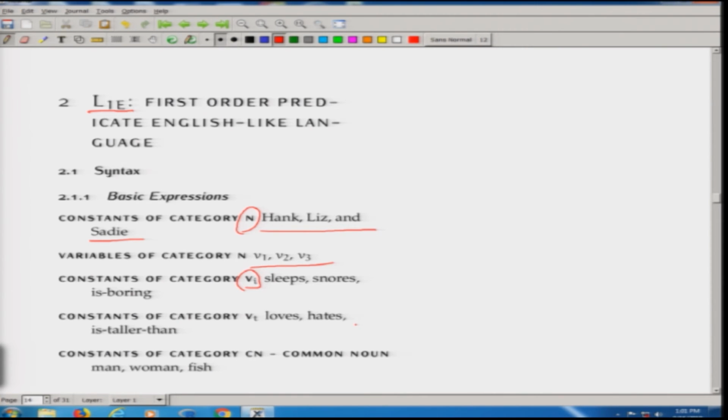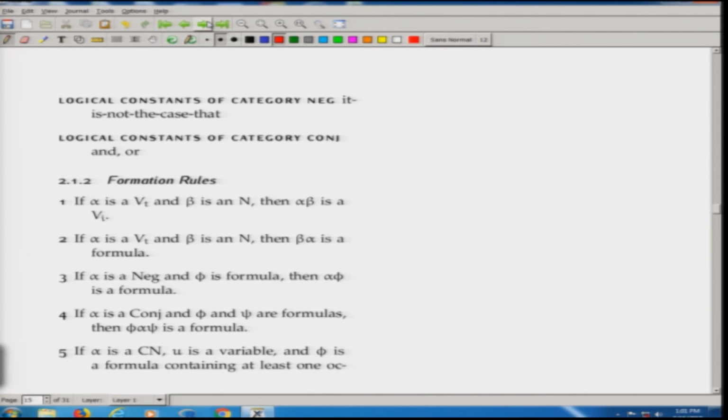And then we have another additional category. What is it? The common nouns. So we have man, woman, and fish, just that, nothing else. So the syntactic rules. And of course we have the logical constants as usual, and we could also add if then, if we want. We can just add this.